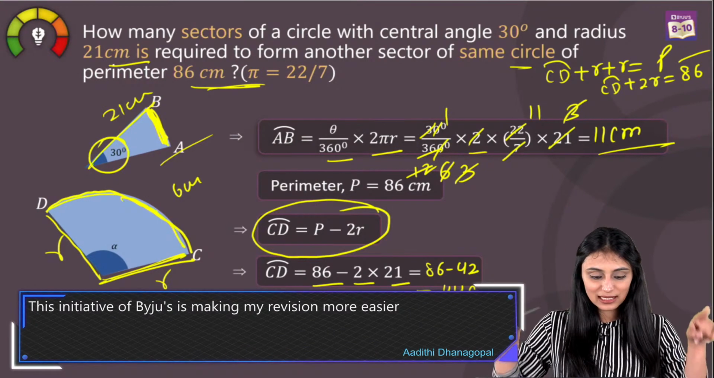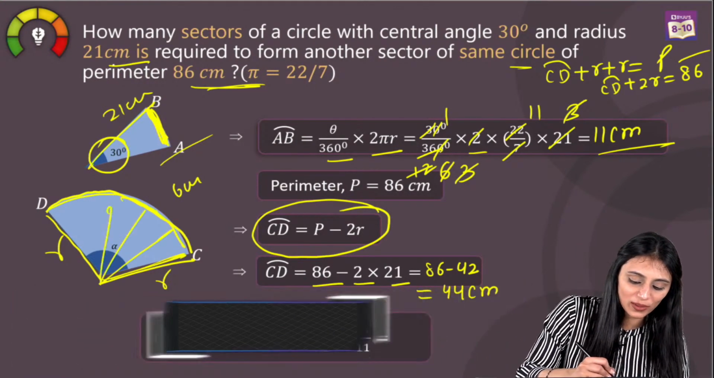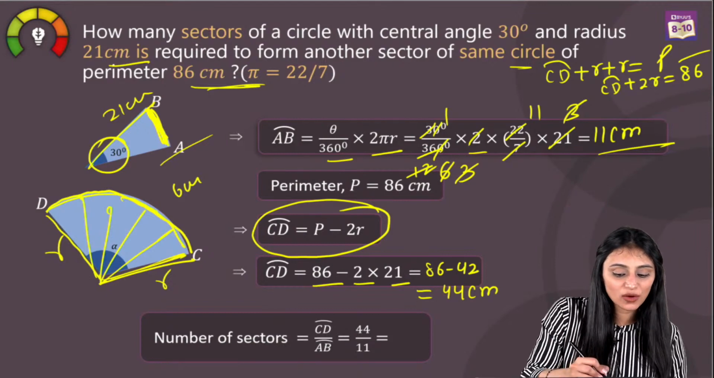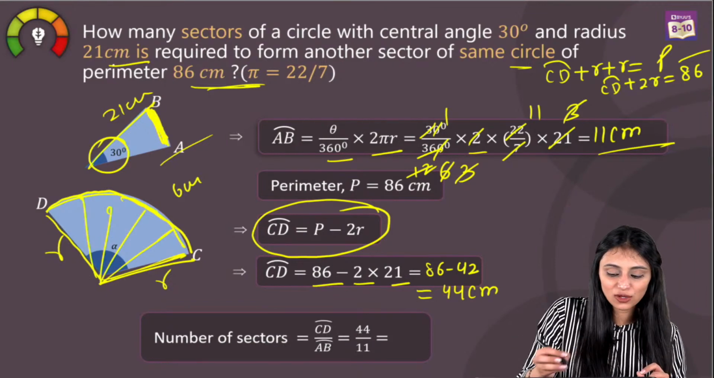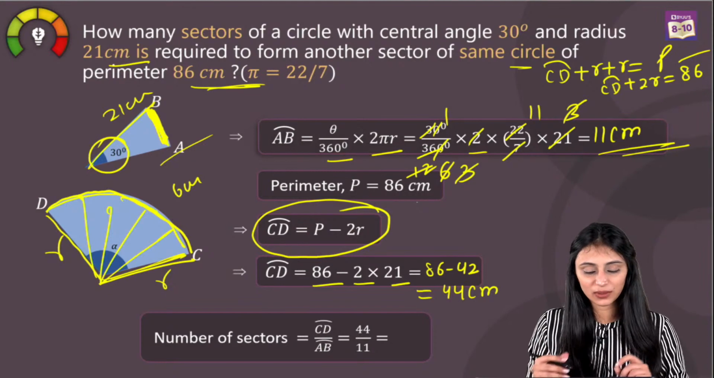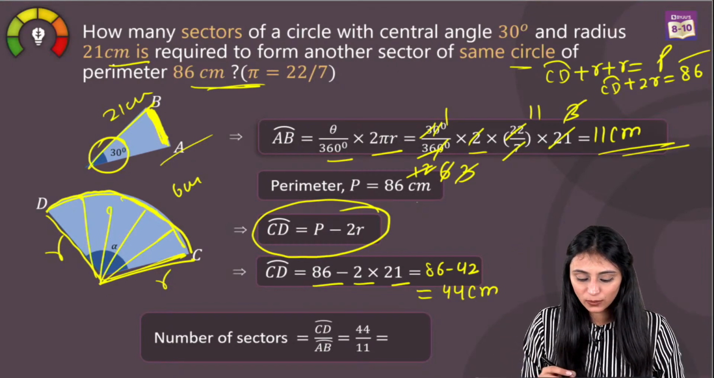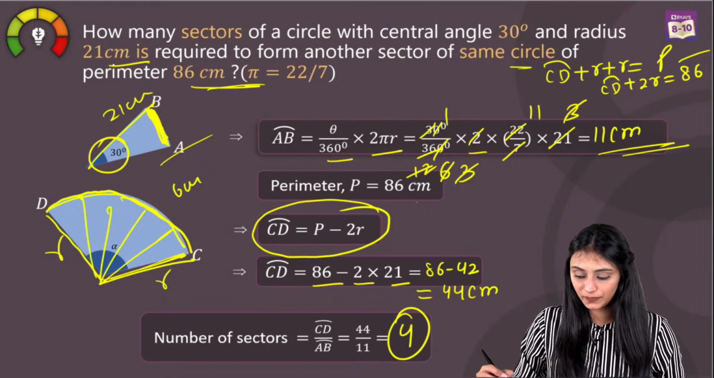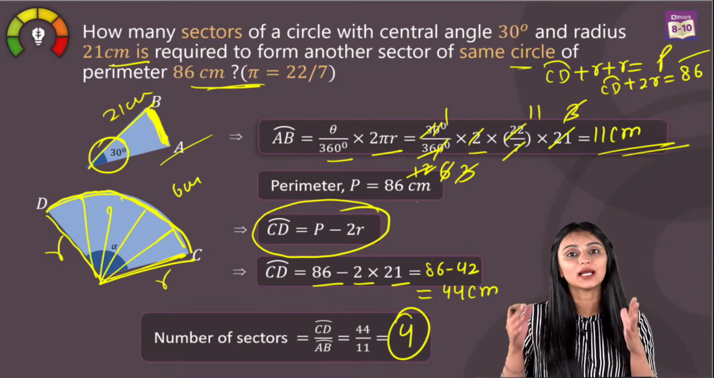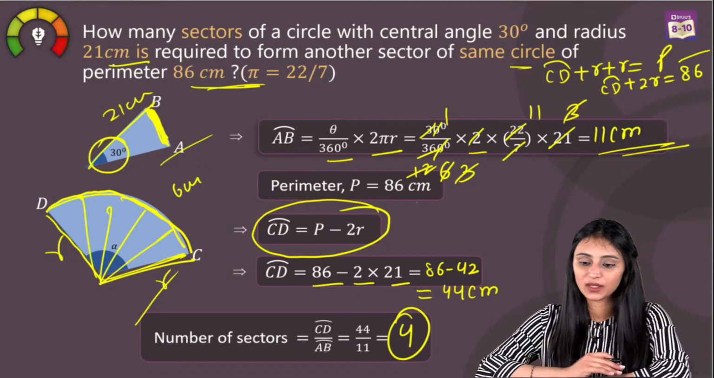In this entire length, how many sectors can come? I don't know how many, but each one of them has an arc length of 11 centimeters. So I'm just dividing the length of arc, 44 divided by 11, and what do we get here? We get 4, right? That means 4 sectors can come here.